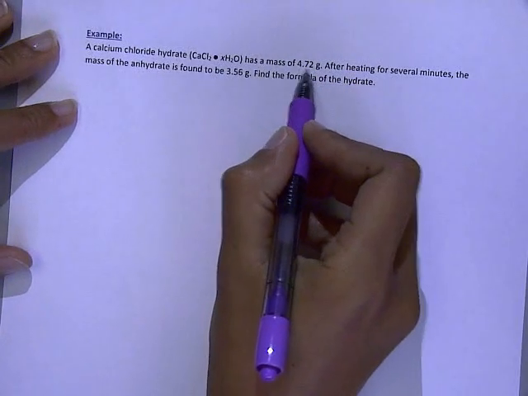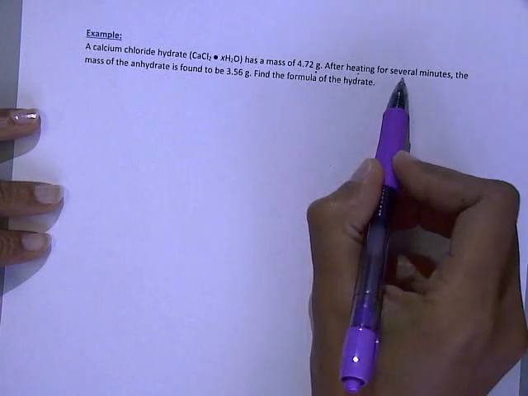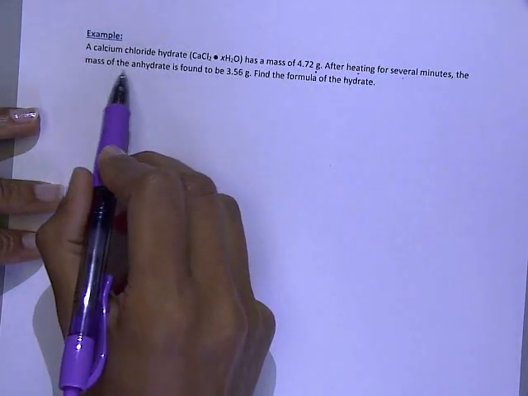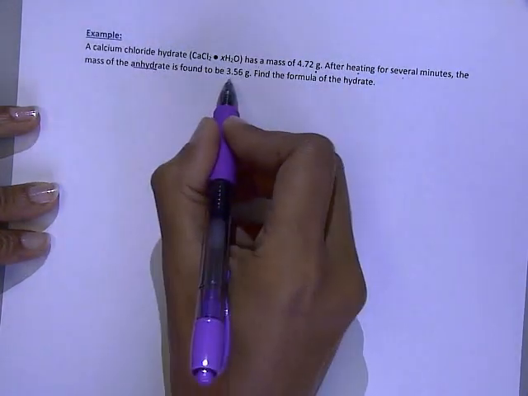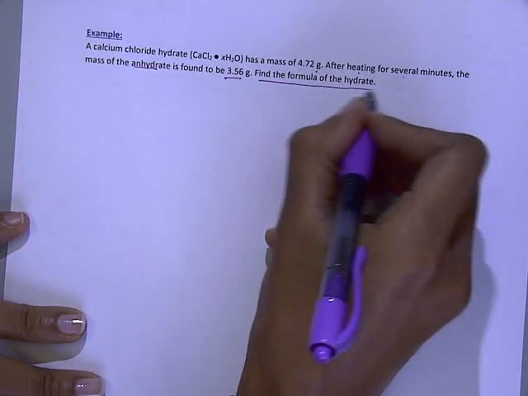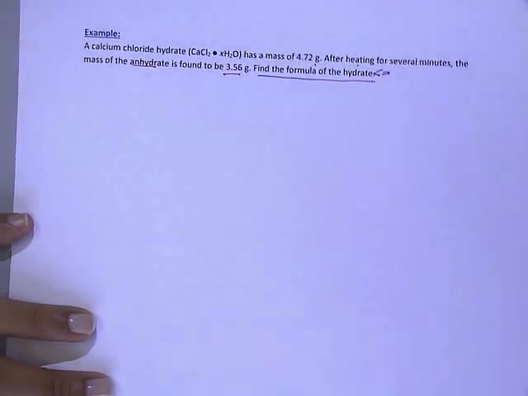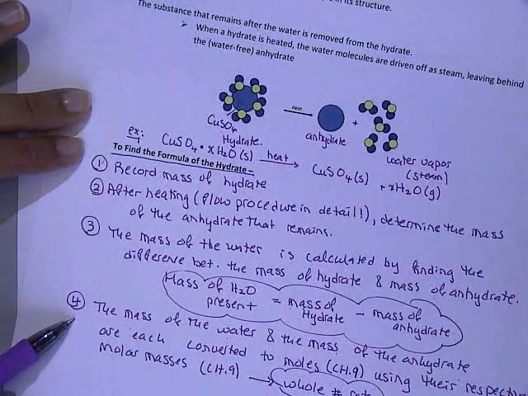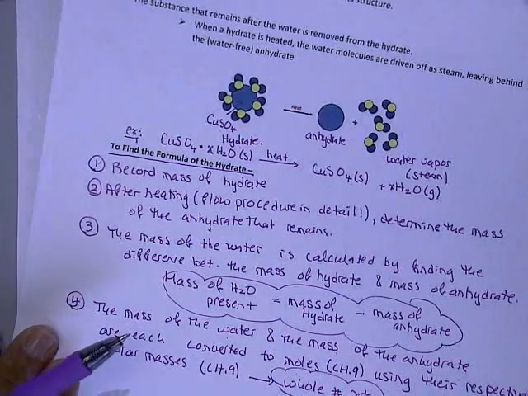It has a mass of 4.72 grams. After heating for several minutes, the mass of the anhydrate is found to be 3.56 grams. Find the formula of the hydrate. This is one of the goals of this week's lab. Let's go over it using the step-by-step instructions that I gave you in the beginning of this lab lecture.